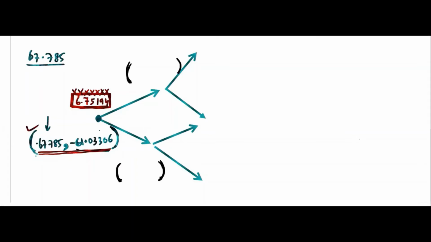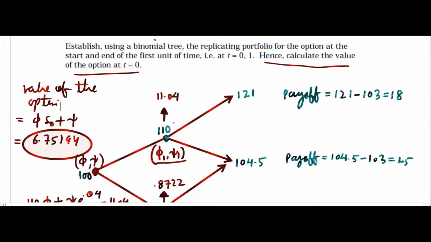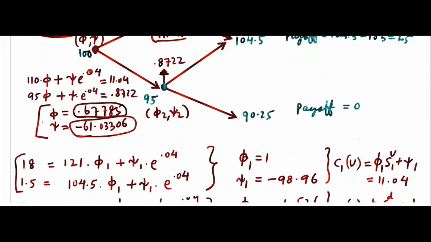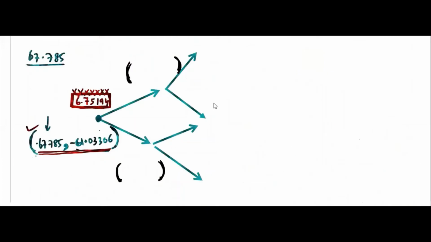So how can you find here? We found the values already. Now let me copy phi 1, psi 1: 1 minus 98.96, 1 minus 98.96 here. So 1 minus 98.96 is what we require here.